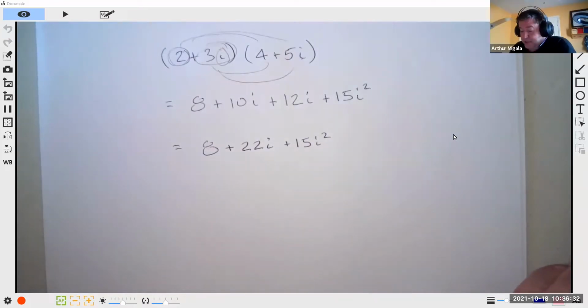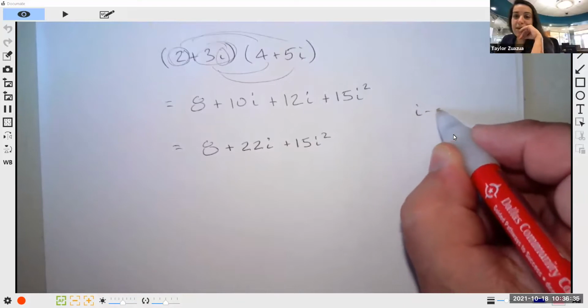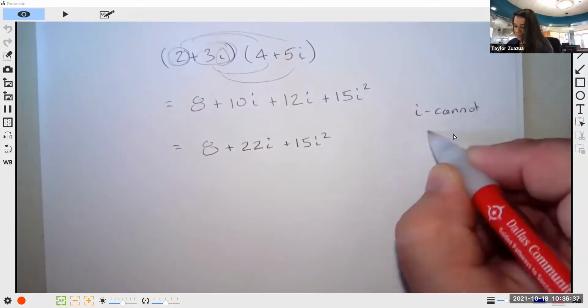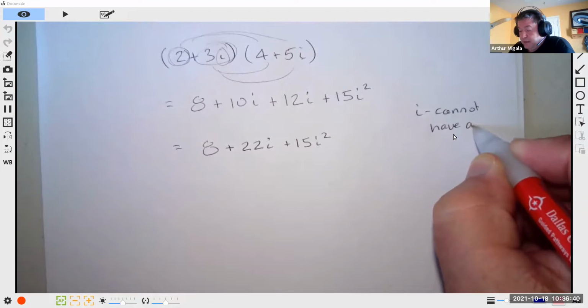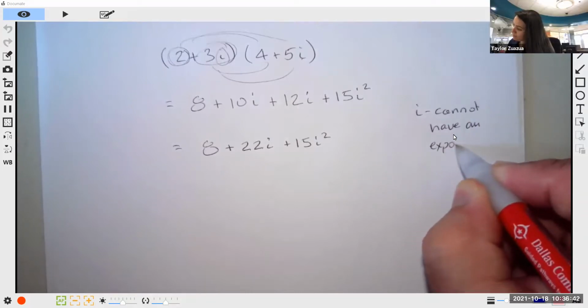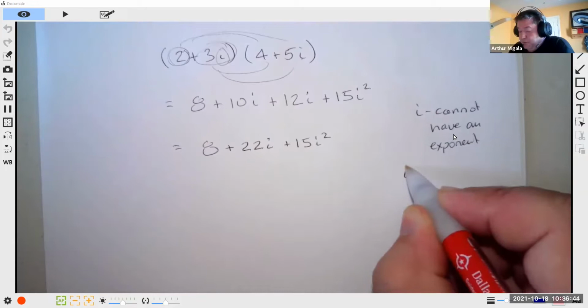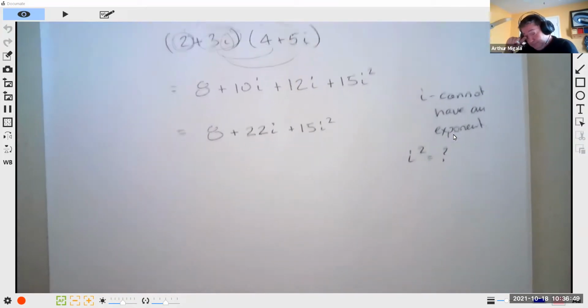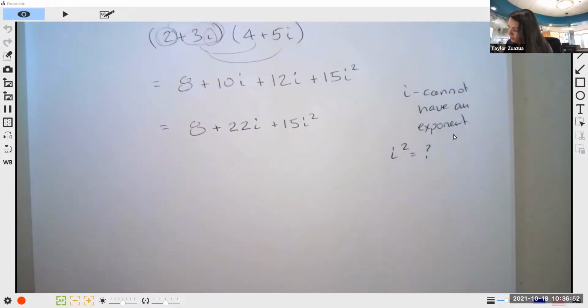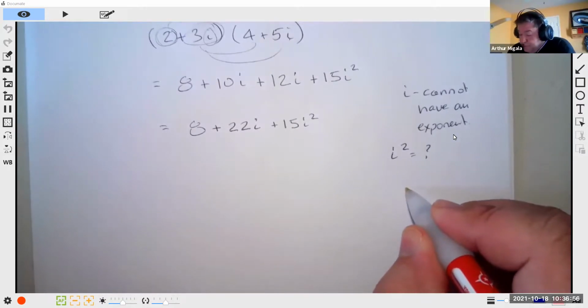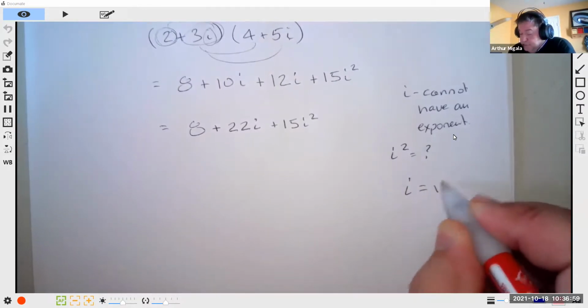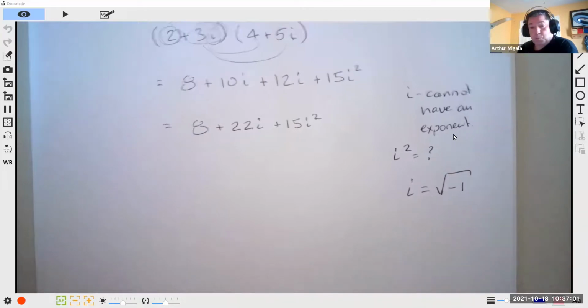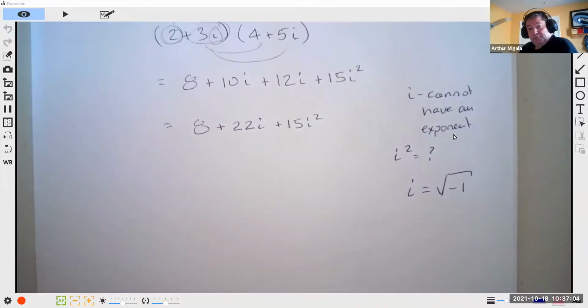But remember what I said earlier: I cannot have an exponent. So what do we do with I squared? I know I wrote it down, but I don't know where. Well, the only thing we know so far is I equals the square root of -1. That's when we first introduced imaginary numbers.